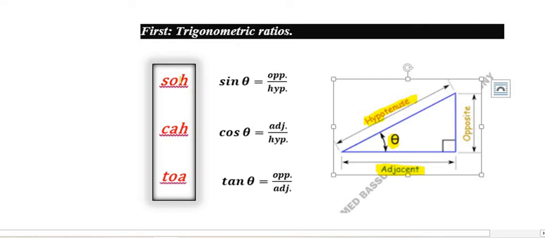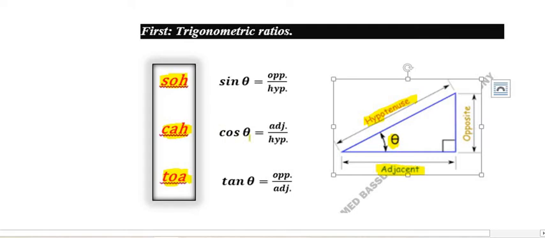So guys, SOH CAH TOA is an abbreviation for the trig ratios. What do I mean by this? Let's take SOH. The sine of angle theta simply equals opposite over hypotenuse. So if you are required to find the value of sine theta, the sine theta is just a ratio. It means the length of the opposite side over the length of the hypotenuse.